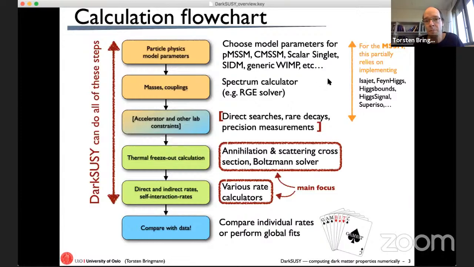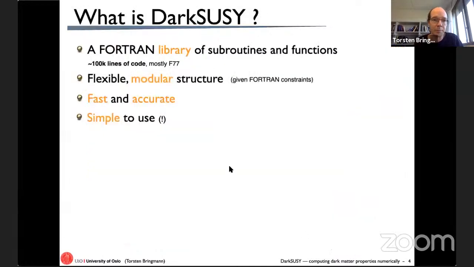While these parts here are also done by DarkSUSY, in particular for more complicated models like the MSSM, it relies heavily on contributed codes. Finally, the comparison with the data is the next step, which is not done by codes like DarkSUSY. DarkSUSY provides the rates, which you can then feed into global fitting tools, like, for example, Gambit, to compare to data in a very refined and consistent way by combining many likelihoods.